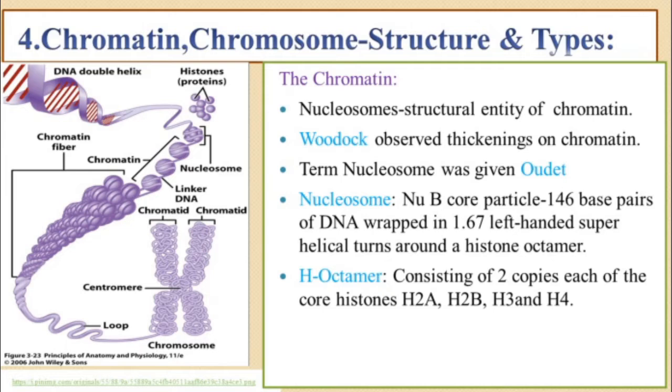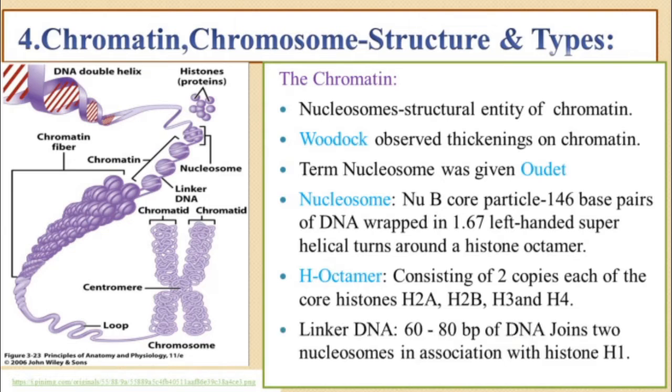Here you can see the diagram: the DNA double helix is wrapped around the histone proteins, the histone octamer, and those nucleosomes condense to form a chromatin fiber in solenoid shape. Then the solenoids show chromatids joined by a centromere. Finally, you can observe a chromosome. Linker DNA, which measures nearly 60 to 80 base pairs, helps to join nucleosomes in association with histone H1 protein.